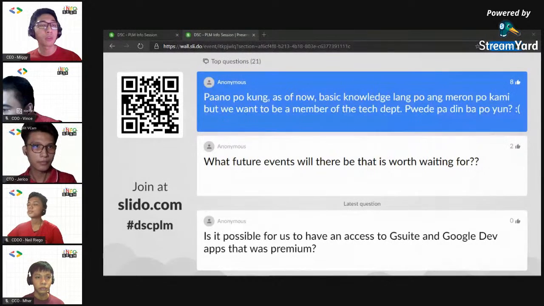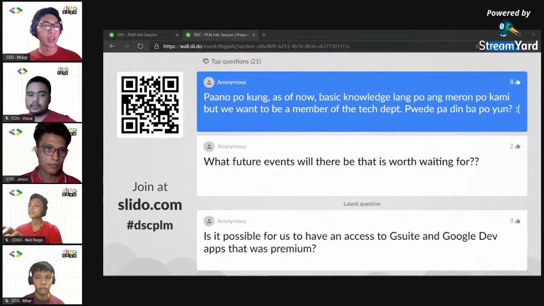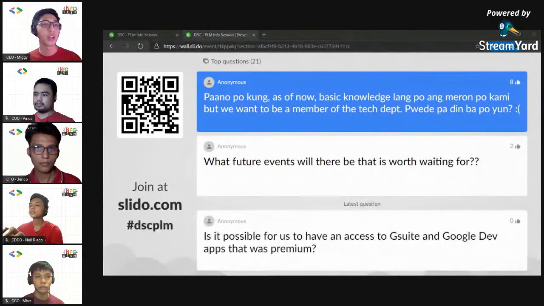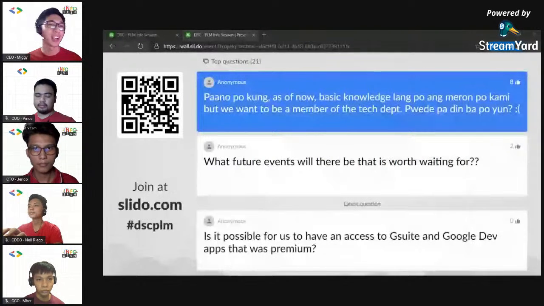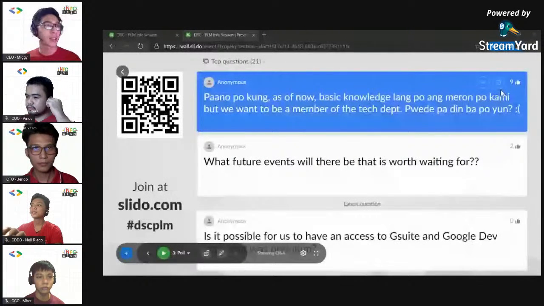And at the same time, if you would like to be a member of the tech department, yes, you don't need any prior knowledge first, like prior knowledge sa programming or prior knowledge sa deployment. We don't need those things because, again, here at DSC, we are learning in a peer-to-peer manner. So we learn together. So kapit-bisig tayo na magtutulungan in learning those things. So thank you, Jericho, for answering that. Yeah, so now let's take it for whoever asked that. So now let's have this one.